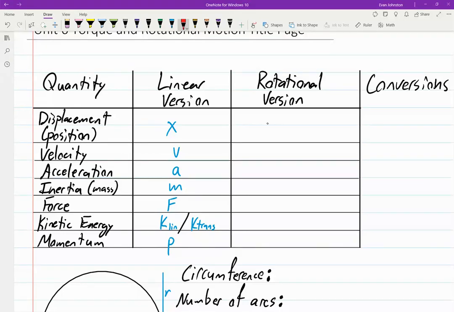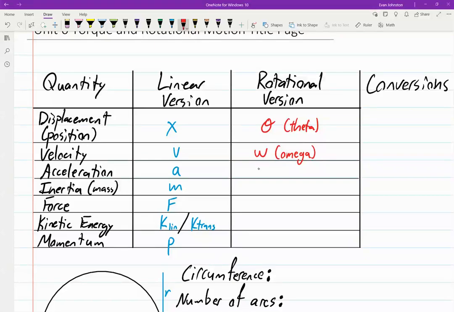So our new version for displacement is theta. This is the Greek letter theta. It's going to be the angle you've gone through. Maybe you've gone 360 degrees. That'd be a full rotation or a revolution. We're going to use for velocity the Greek omega. It looks like a fancy W. This is omega, the lowercase omega.